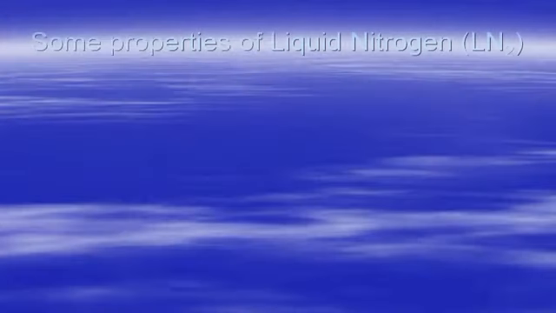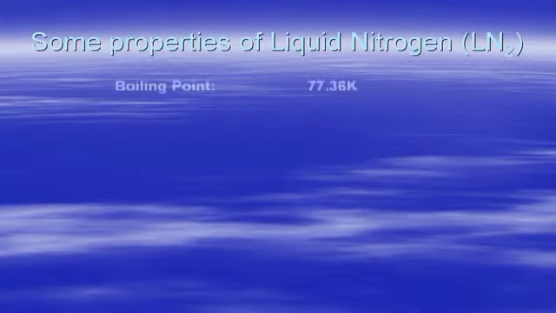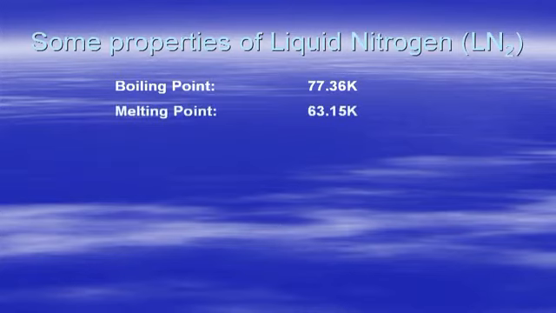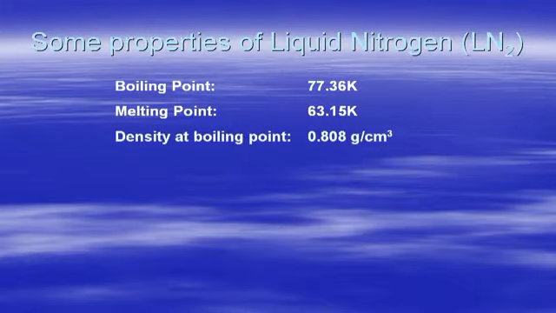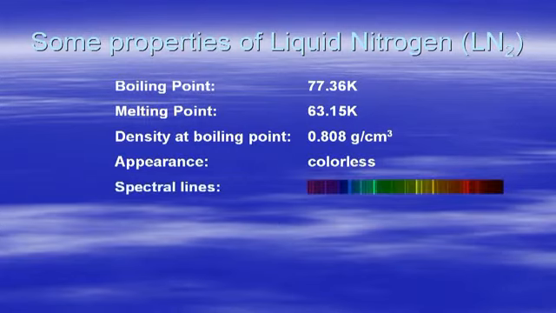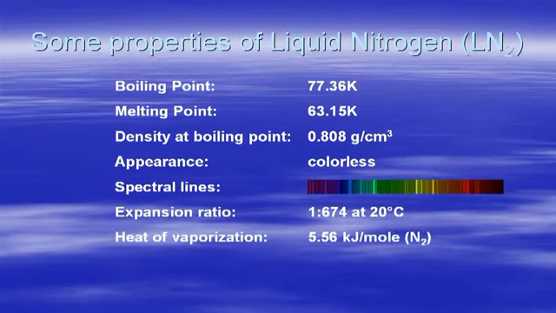Let's look briefly at some properties of liquid nitrogen. As I have mentioned several times, its boiling point is approximately 77 Kelvin at 1 atmosphere. Its melting point at 1 atmosphere is about 63 K. Its density is 0.8 grams per cubic centimeter. It is a clear, colorless liquid, and you can see why through its spectral lines where no specific color dominates. We'll talk about its expansion ratio shortly. And finally, the heat required to take 1 mole of nitrogen from a liquid to a gas is 5.56 kilojoules. While this is much less than water at 40.65 kilojoules, it is more than enough to cause severe damage to tissue that comes in contact with it.